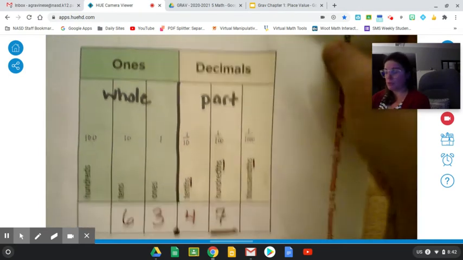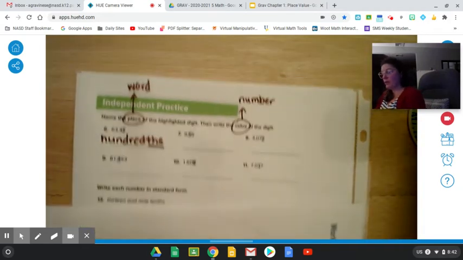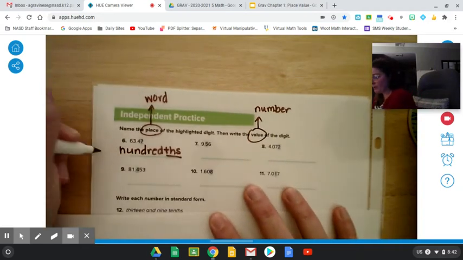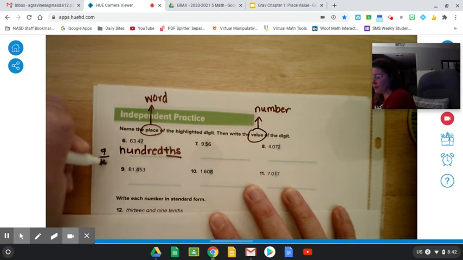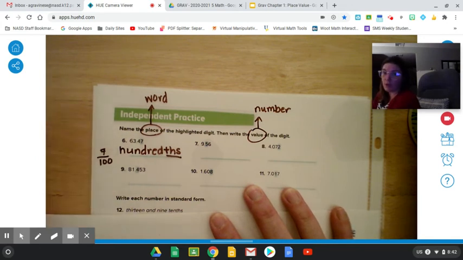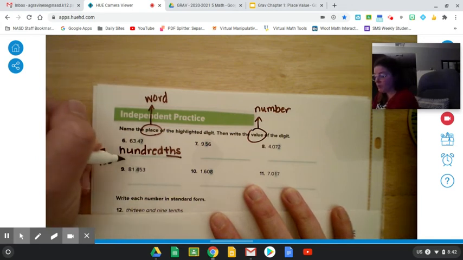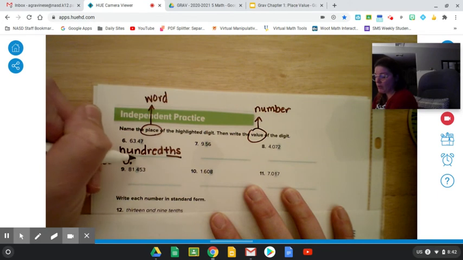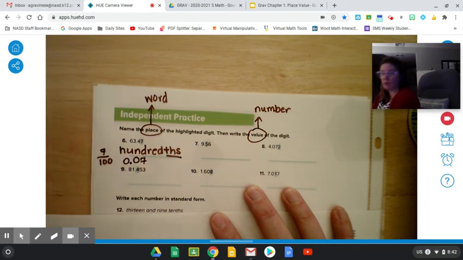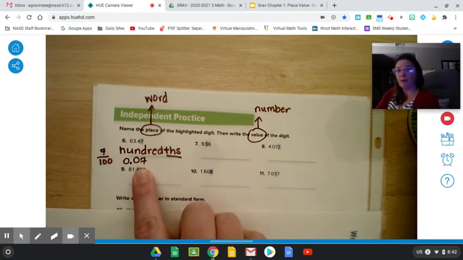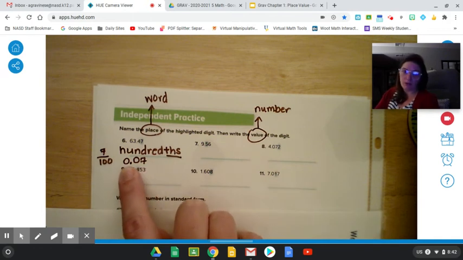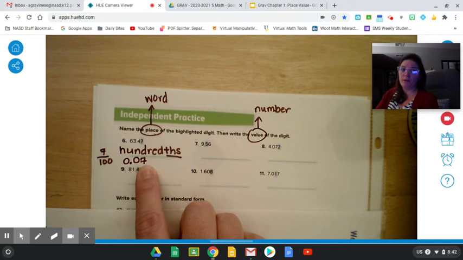So if we have a 7 in the hundredths, it's worth 7 hundredths. And you could write this in two ways. You could write it as a fraction, 7 100ths, or you can write it as a decimal. And you can do that by putting a 7 in the hundredths place and making everything else a 0. So it's worth 7 hundredths.